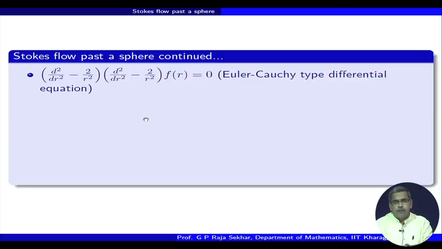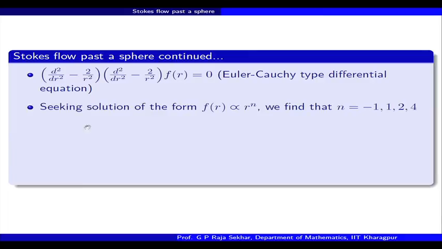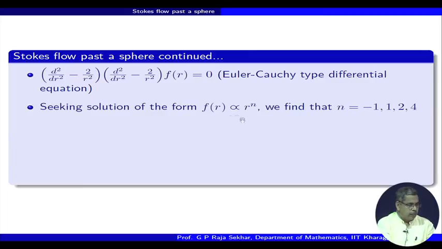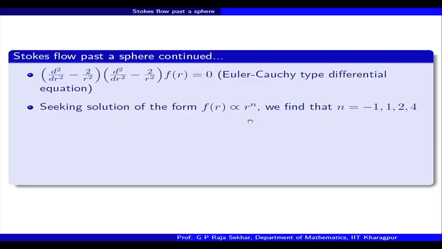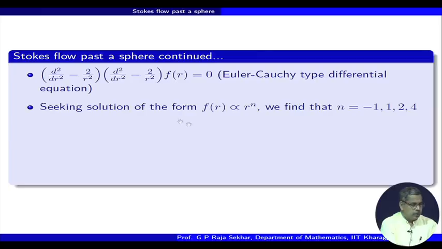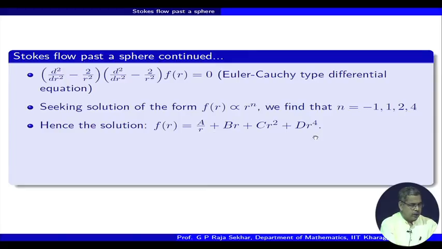So, once it is Euler-Cauchy type, what we do is typically we look for polynomial solutions as powers of r. Okay. So, that is what we do. We seek solution of the form f proportional to r power n. Okay. So, let us say you take f equals some constant times r power n and substitute. So, then we find these are the powers which lead to non-trivial solution, okay, corresponding to n minus 1, 1, 2 and 4. So, therefore, our solution structure is A by r, B r, C r square, D r 4.